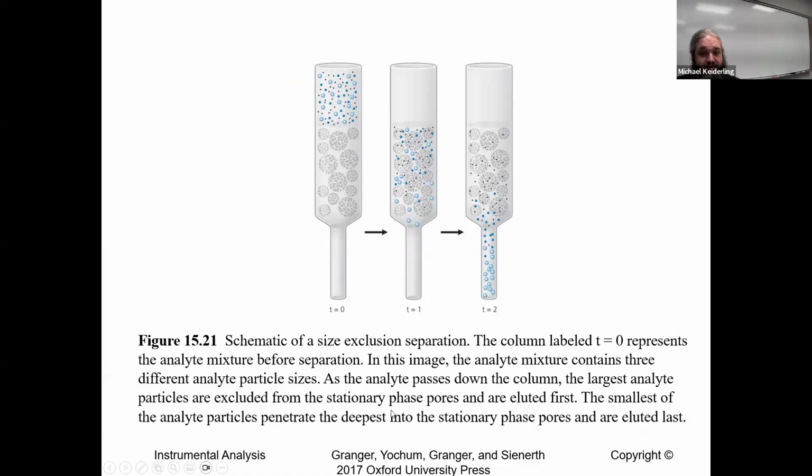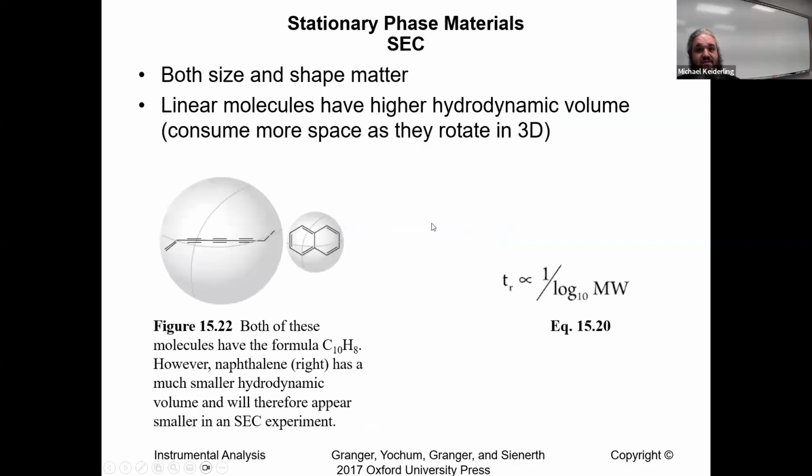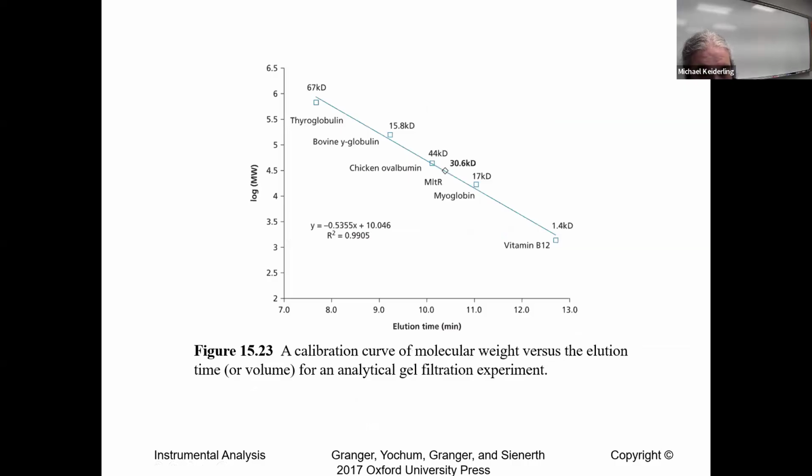So the largest analyte gets eluted from the stationary phase pores first. The smallest analyte penetrates the deepest into the stationary phase pores and elutes last. Both size and shape matter. So linear molecules have a higher hydrodynamic volume. They consume more space than less linear ones. So both of these are C10H8, but this one is going to be bigger because it's longer. And here's a calibration curve of molecular weight versus elution time for an analytical gel filtration experiment.